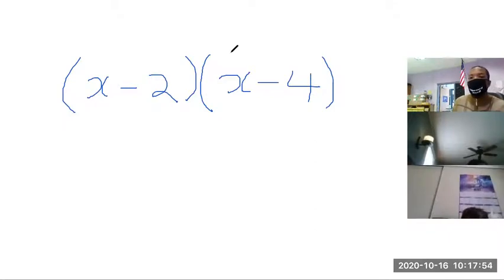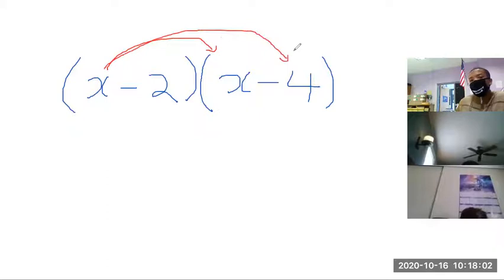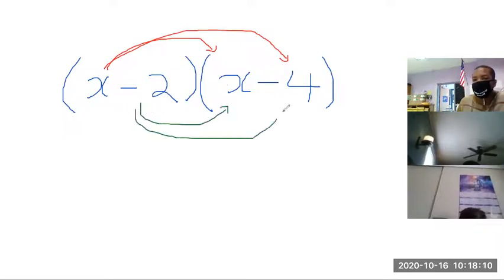All right, so I'm going to use different colors so that we're able to keep track. So that first x, I'm going to have to distribute it to both of them. And then that second x, I'm going to have to distribute it to both of them. And I put the arrows at the bottom and the arrows at the top, because I don't want us to get confused.